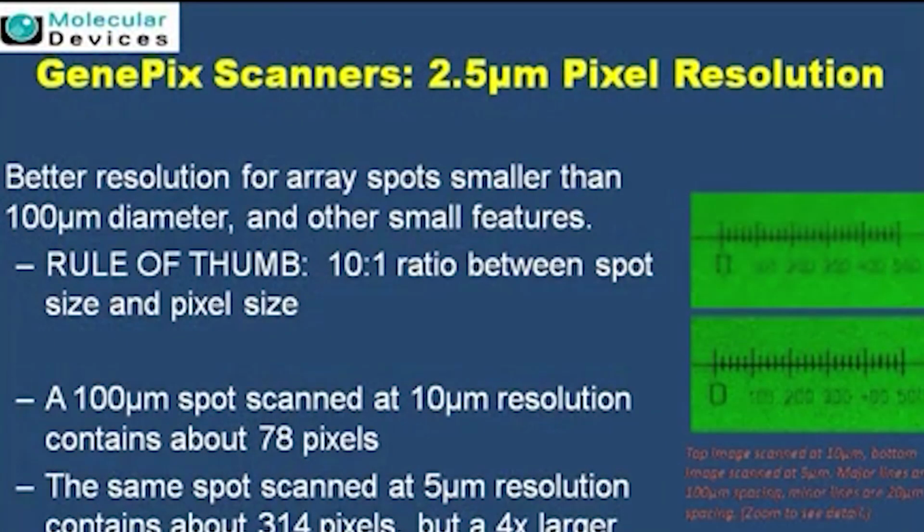So now these scanners, what type of pixel resolution can they scan, and what is the suitability for scanning? Right. So our scanners range from 5 micron resolution to 2.5 micron resolution. The basic thumb rule for all the resolutions is that the size of your spot, be it protein or RNA, should be 10 times that of the resolution you are scanning with.